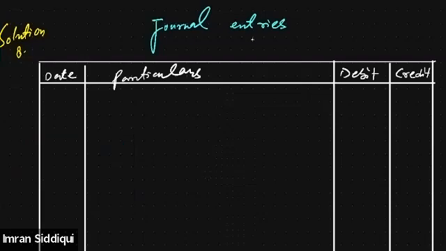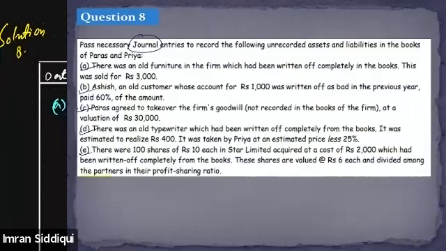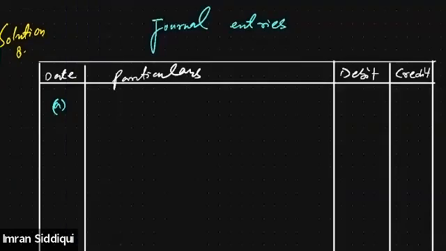All right, so the treatment of the first adjustment will be, what is there in the question? It says there was an old furniture which was written off. So that means there was an old and unrecorded furniture. That means if it is written off from the books of account, it is unrecorded in the books. So we are able to realize 3,000 on sale of such an asset which was old and unrecorded. So the journal entry for this will be same.